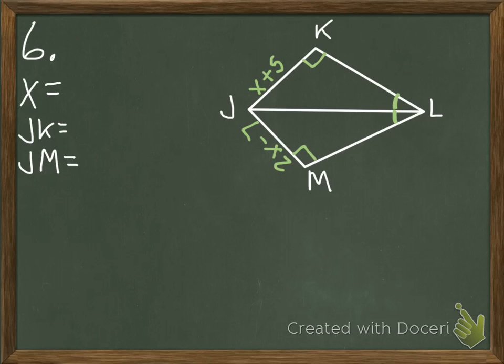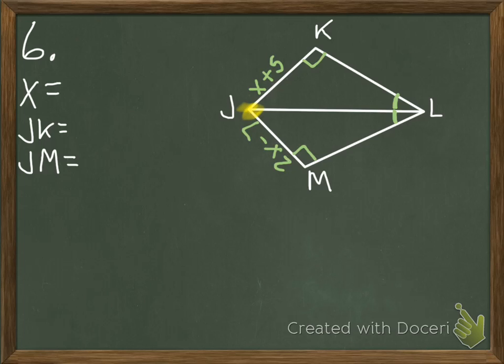Alright, for number 6, we need to find x, JK, and JM. The first thing we need to see in this picture is that JL here, that I'm highlighting, is the angle bisector of angle KLM. Because that's an angle bisector, that tells me that point J right there is on the angle bisector.